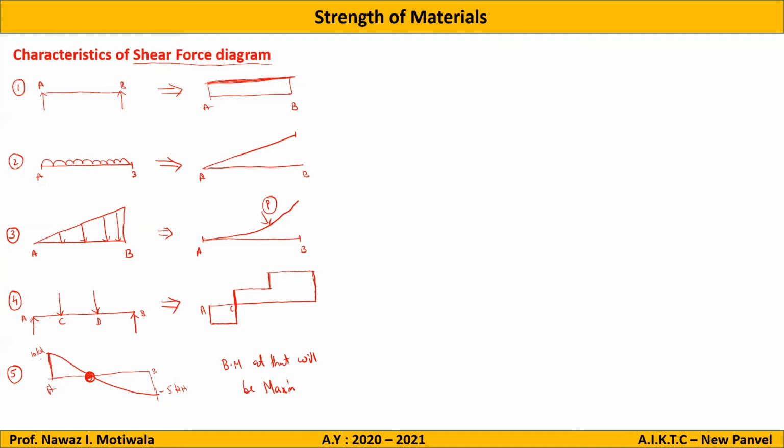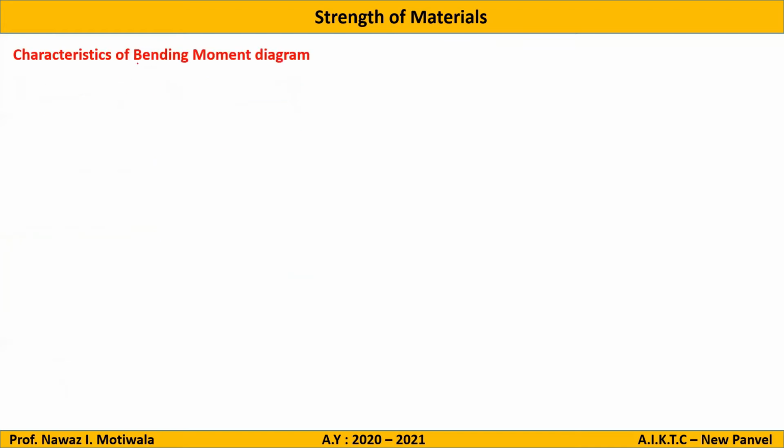Okay. So hope you have understood all the 5 points of characteristics of shear force diagram. Now the bending moment diagram goes exactly on the same lines. So first characteristic says that if there is no load between points A and B, then it is reflected as an inclined line in the bending moment diagram. So it is an inclined line here.